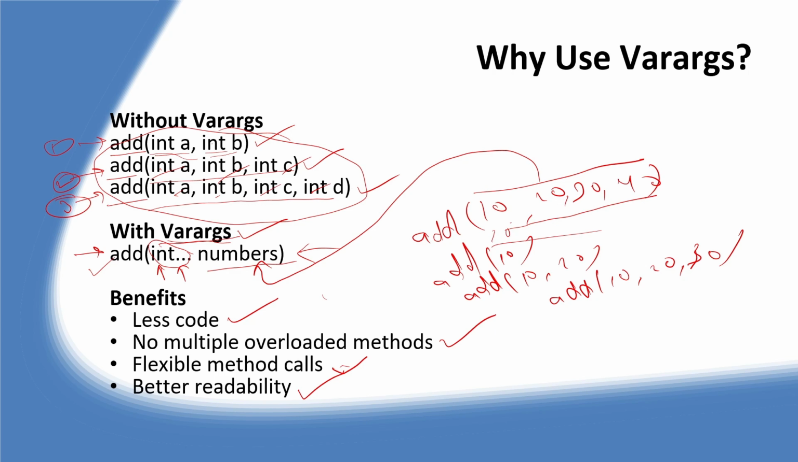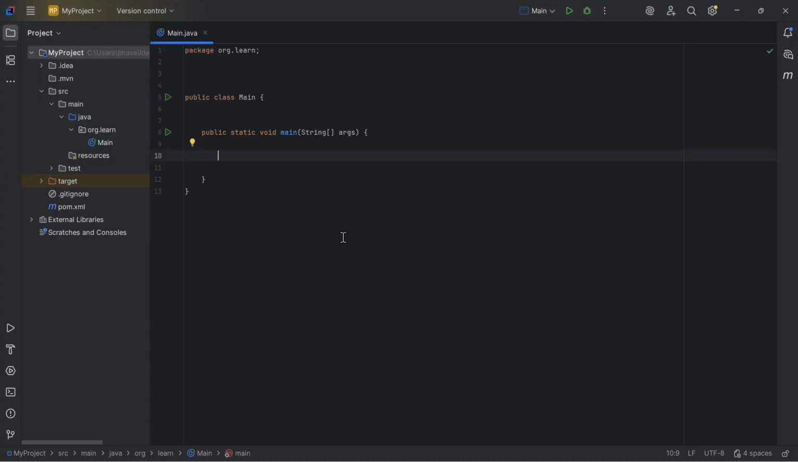Now let's go to IntelliJ and see some examples for better clarity. So what we are reading is variable arguments. Okay. Now I will define one method, static void display. Display is the method name. Now I will use the data type int, and I will use variable arguments, three dots, and the variable name is numbers.